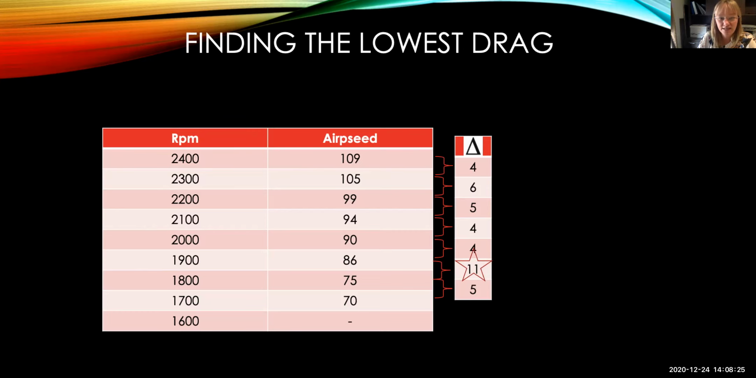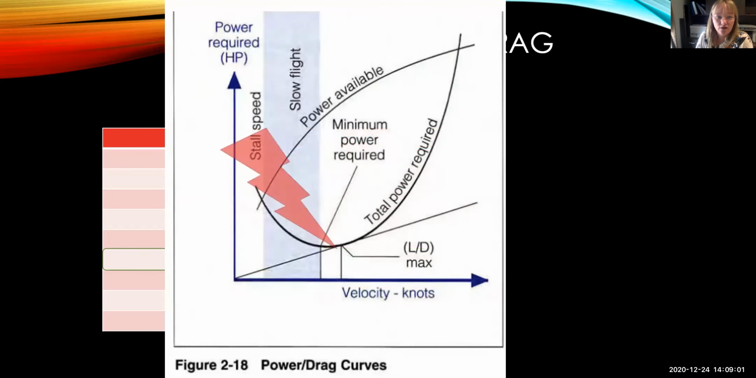So if we went from 1700 to 1800, that's a 100 RPM change, but we gained 5 knots. We go from 1800 to 1900, we gained 11 knots. Wow. We've overcome some sort of invisible drag barrier. We've overcome some sort of crazy gate, and we gained a whole bunch of airspeed for only 100 RPM. And in fact, we don't find that kind of big gain anywhere else. Therefore, what we've done is established at 1900 today, this hour, this moment, 1900 RPM and 86 knots is our lowest point on the drag curves.